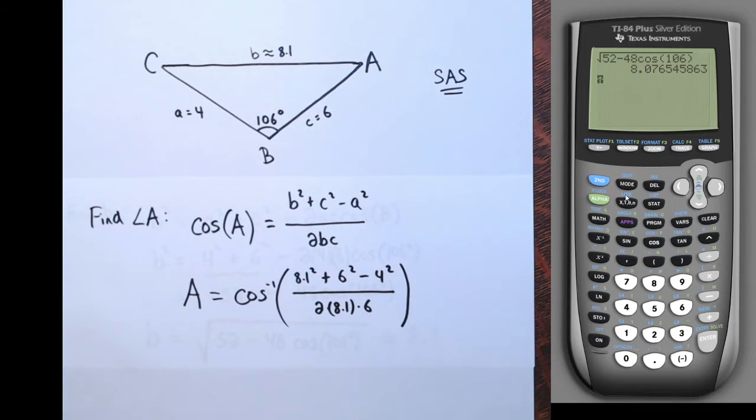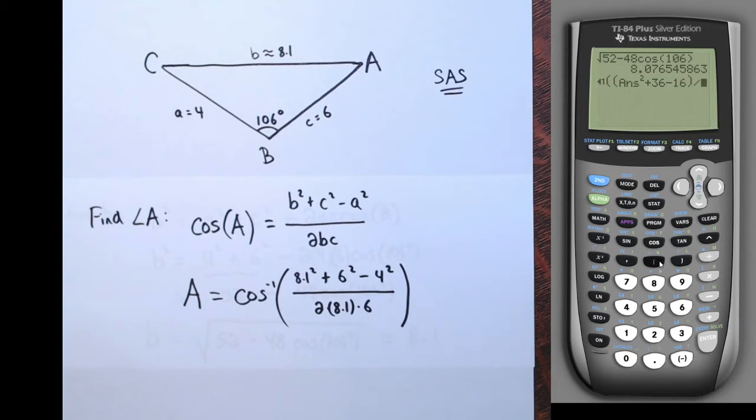So I got inverse cosine of, and I'm going to put parentheses around this numerator. Now, again, instead of 8.1, I'm just going to take this previous answer. So second answer, and that's squared. That's b squared. Plus, 6 squared is 36. Minus 4 squared is 16. Close the parentheses on the numerator.